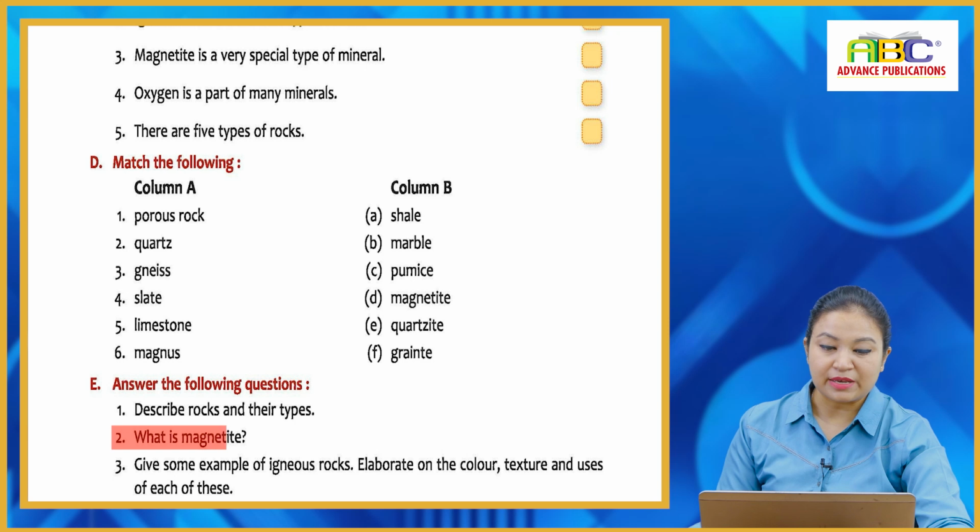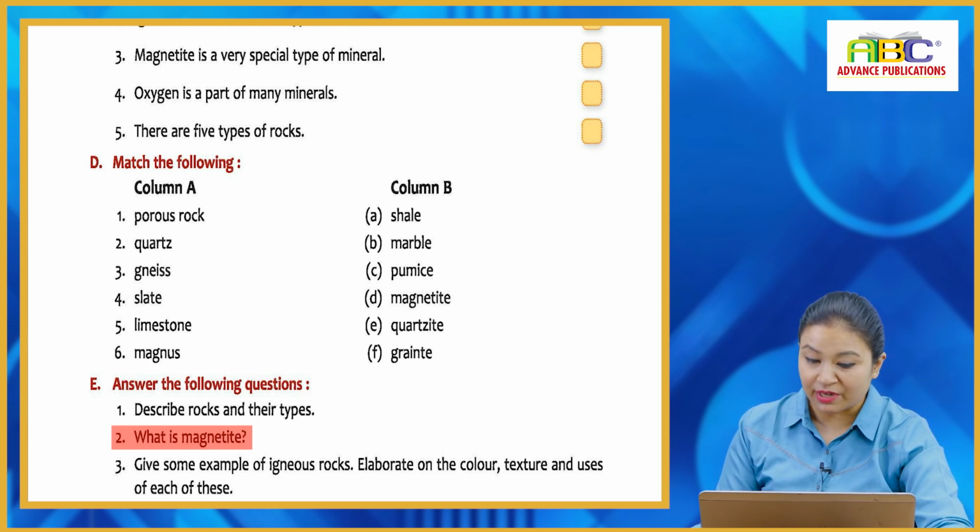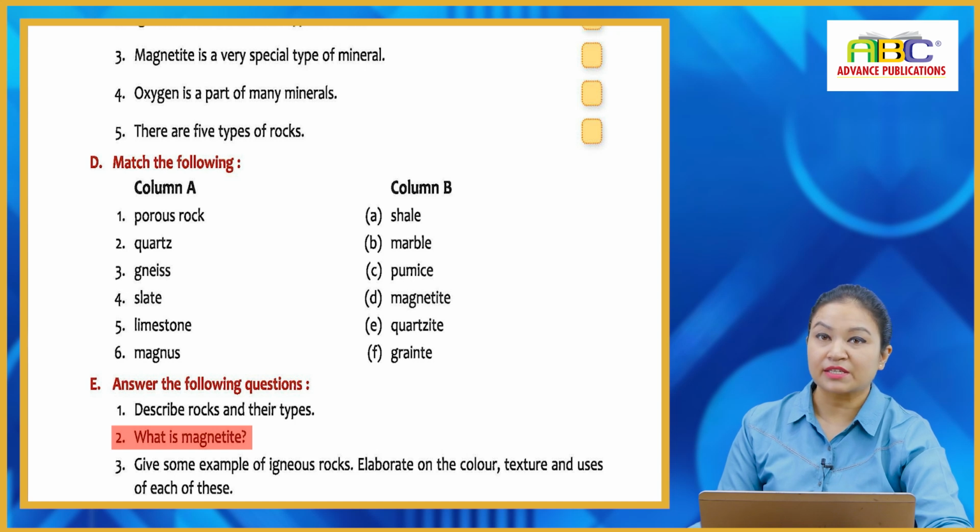Now second, what is a magnetite? So you will write magnetite is a very special type of mineral. It can attract iron, cobalt and nickel. It is a natural magnet. Legend says that it was discovered by a shepherd from Greece whose name was Manganese.